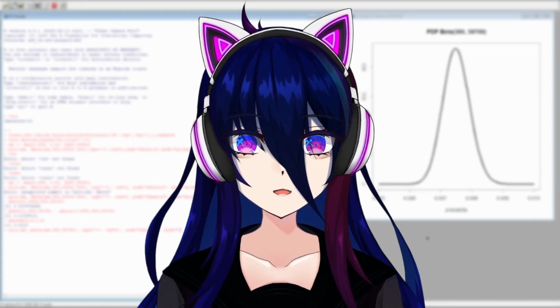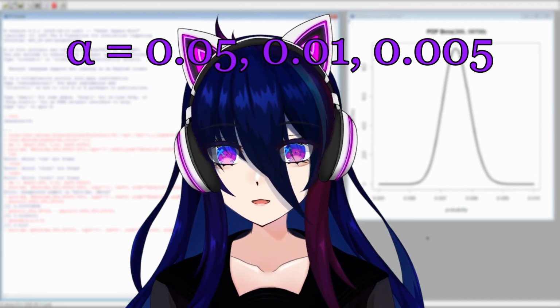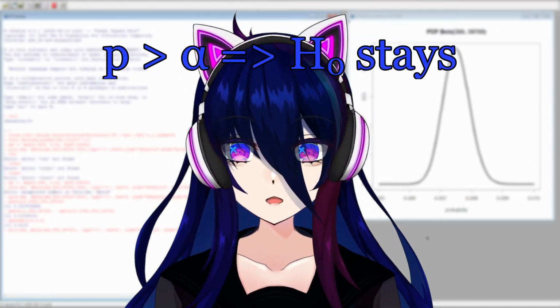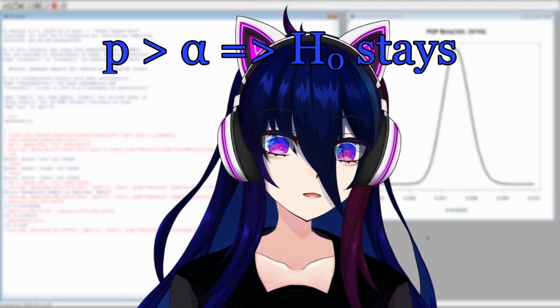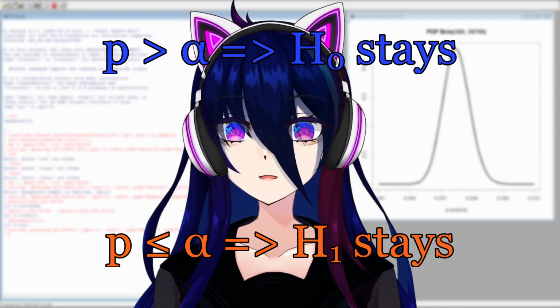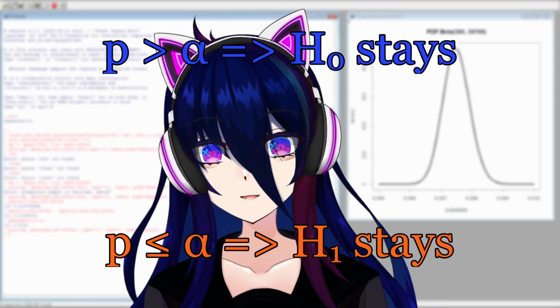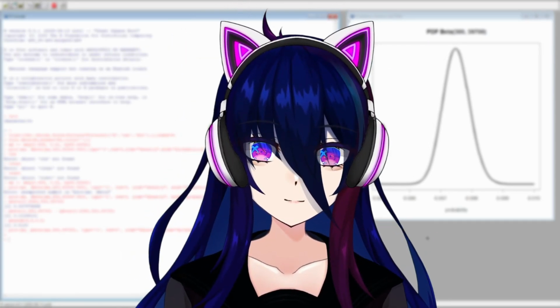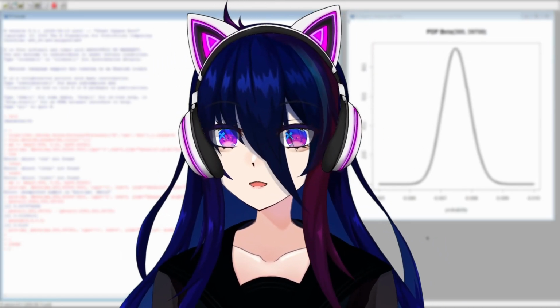A significance level is an alpha that we get to choose to compare the p-value against. If p is greater than alpha, then the null hypothesis will not be rejected. If p is less than or equal to alpha, then the null hypothesis will be rejected in favor of the alternative hypothesis.